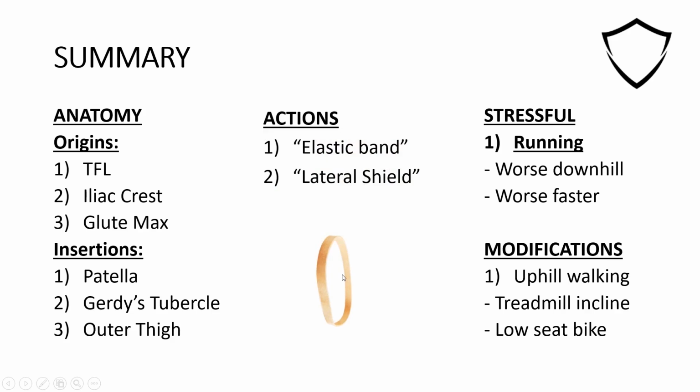Actions: the elastic band, energy storage. It's storing energy as you land and releasing it as you push off, and it works with those other outer structures on the knee to protect the outside of the knee, particularly in the frontal plane. What are the most stressful activities for it? Running, worse downhill, worse faster. There's going to be some strain on the trail leg as well as the weight-bearing leg.